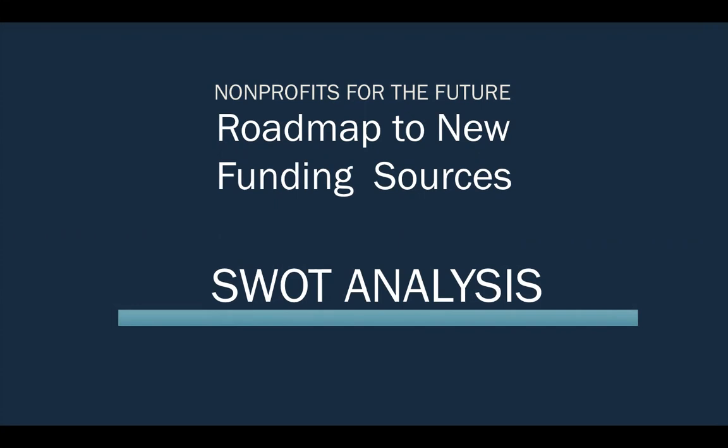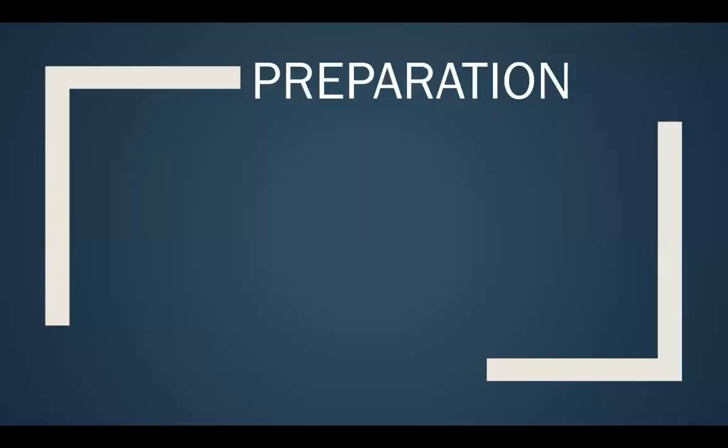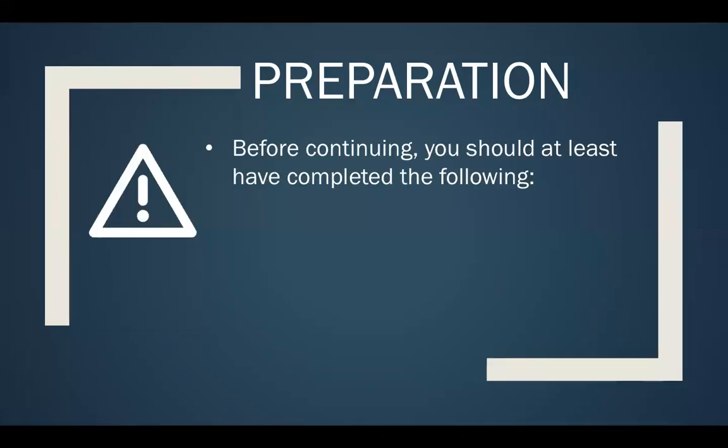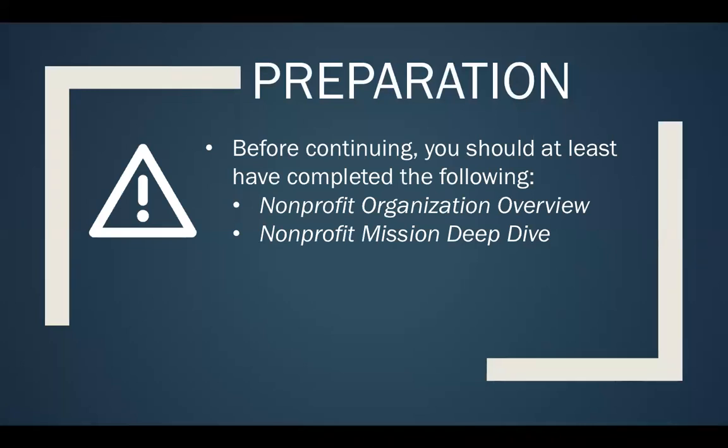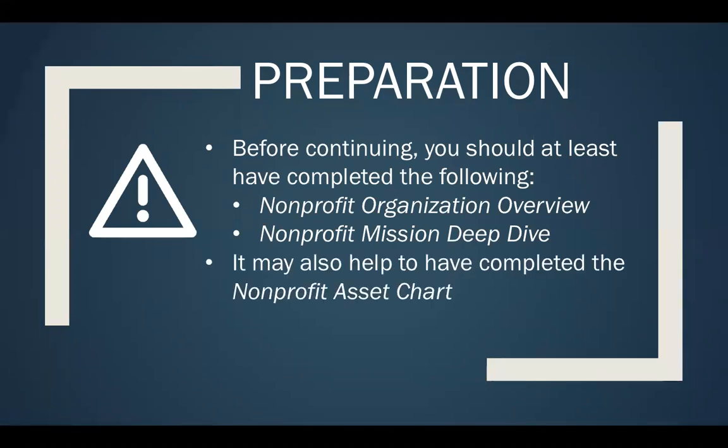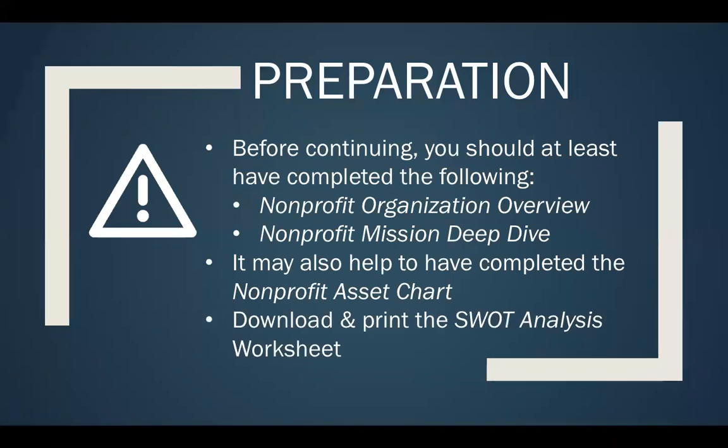In this section, I will discuss how to do an effective SWOT analysis. Before continuing, you should have at least completed the following. It'll be super helpful as we go through this section. The Nonprofit Organization Overview and the Nonprofit Mission Deep Dive. It may also help to have completed the nonprofit asset chart. All of these three will become essential when doing the SWOT analysis. Finally, be sure to download and print the SWOT analysis worksheet because it will be really helpful to go through the worksheet as we go through this section.